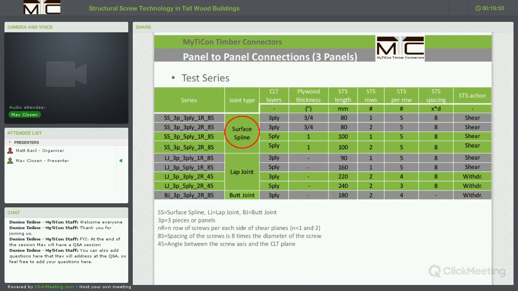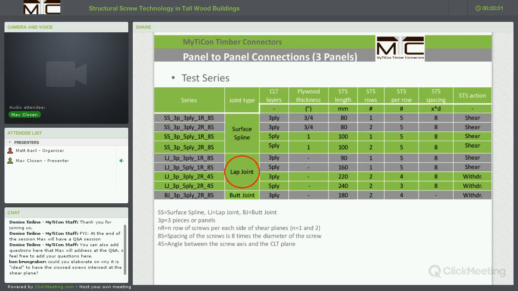The first one was basically the standard CLT panel with a surface spline with various thicknesses. We had lap joints where basically the CLT panel is notched out and overlapping the other one. And we have also looked into the plain butt joint connections, a variety of 3-ply panels and 5-ply panels. Plywood thicknesses for the surface ply connections ranged between 3/4 inch of plywood and 1 inch of plywood.